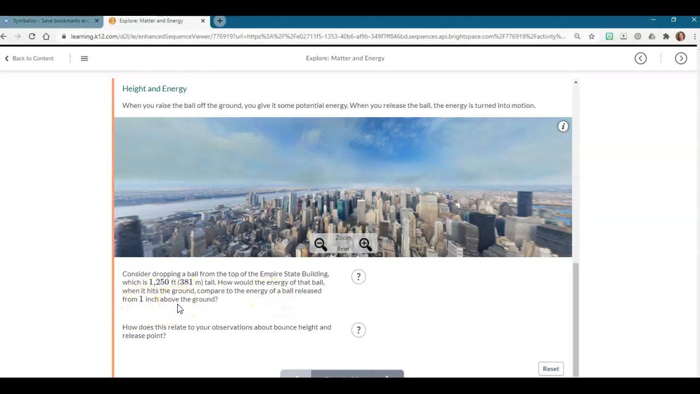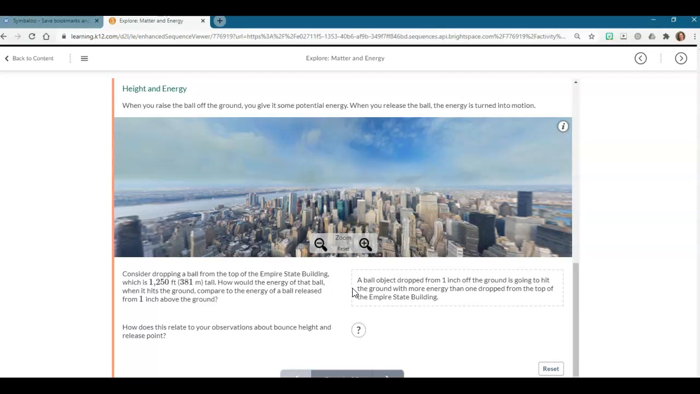Okay, so don't think about the energy at the top as it drops, because that has a lot of energy. Think about right when it hits the ground. So a ball dropped from 1 inch is going to hit the ground with more energy than one dropped from the top of the Empire State Building. So that may have been the opposite of what you were thinking, but you have to think of how much time it had to lose energy. So the longer it has, the more energy is released.